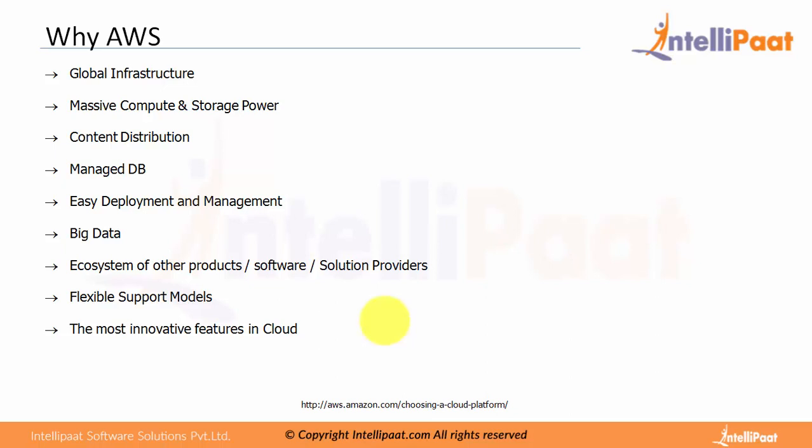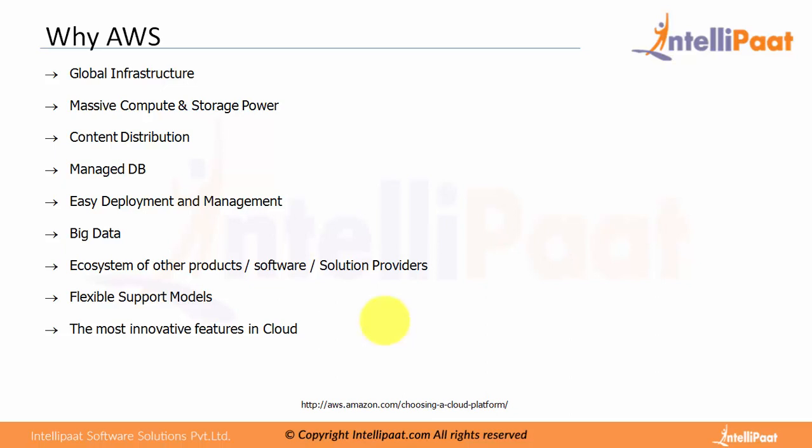Now suppose you want to promote Amazon, you love Amazon, but your organization says, why should I select Amazon? Amazon has given some simple cases, the USPs of Amazon. It has a global infrastructure and massive presence. We saw the regions and availability zones. It has massively scalable compute and storage power. It gives you content distribution. It has its own managed databases.